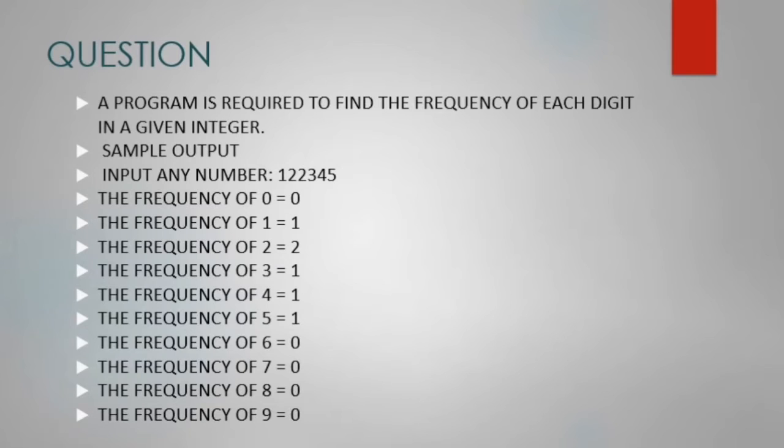So the question is, a program is required to find the frequency of each digit in a given integer. This is the sample input and output. Input any number: 1, 2, 2, 3, 4, 5. The frequency of 0 is 0, 1 is 1, 2 is 2, 3 is 1, 4 is 1, 5 is 1, and the rest is 0.